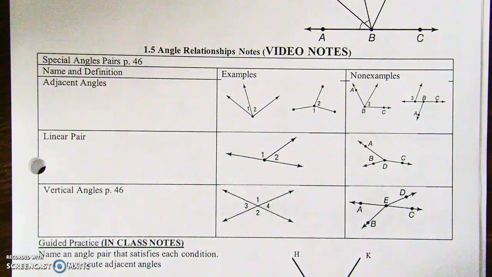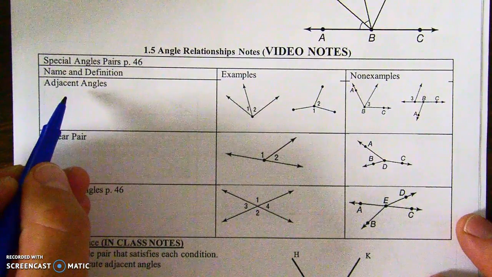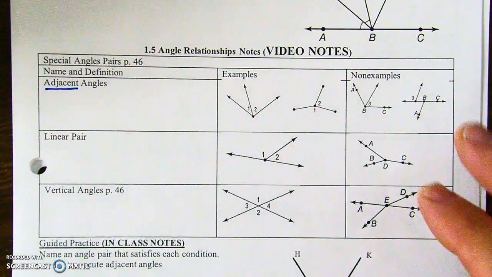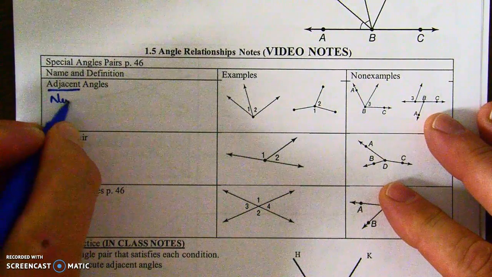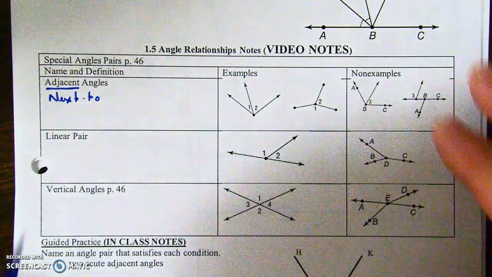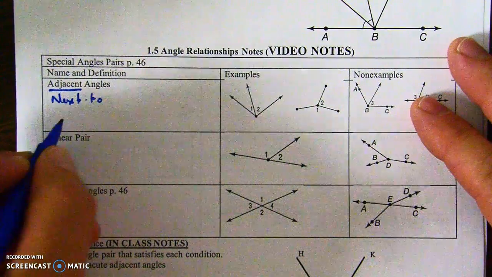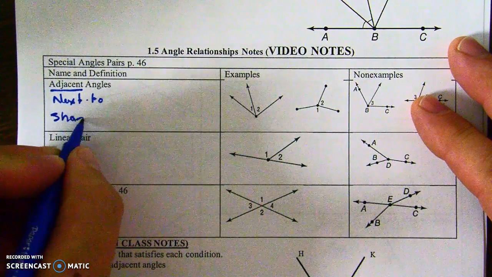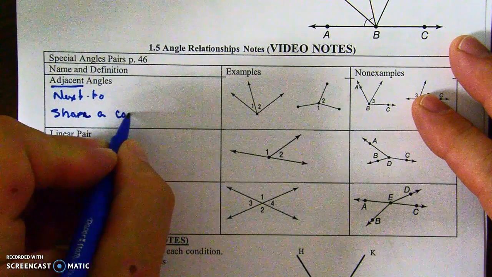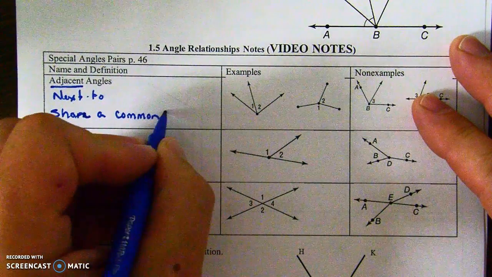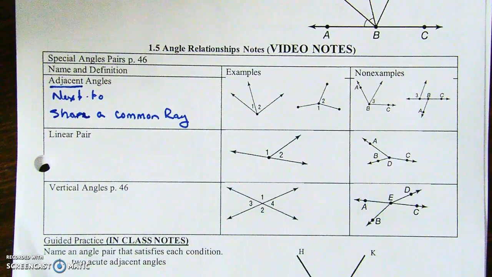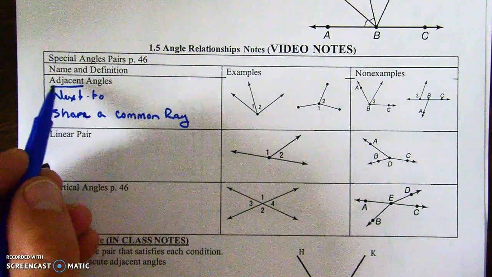Okay, good. All right, so a couple of keywords here that we've got to make sure we understand: we're talking about adjacent. Adjacent means that it is next to, okay? Or in this case with geometry, it's because we want to share a common ray. Okay, so share a common ray are the two biggest things on this. So here's a couple of good examples that we're talking about.